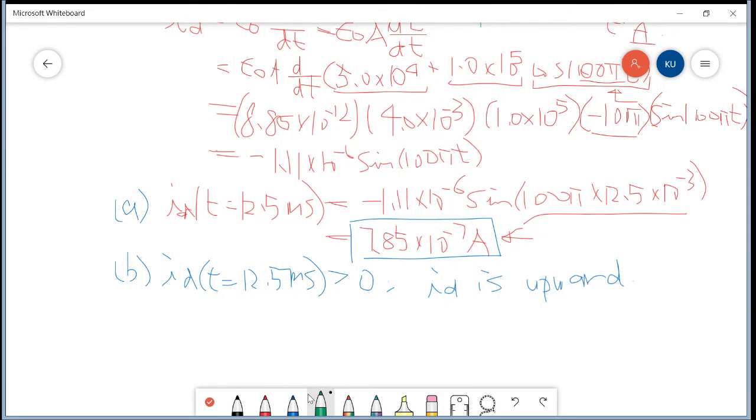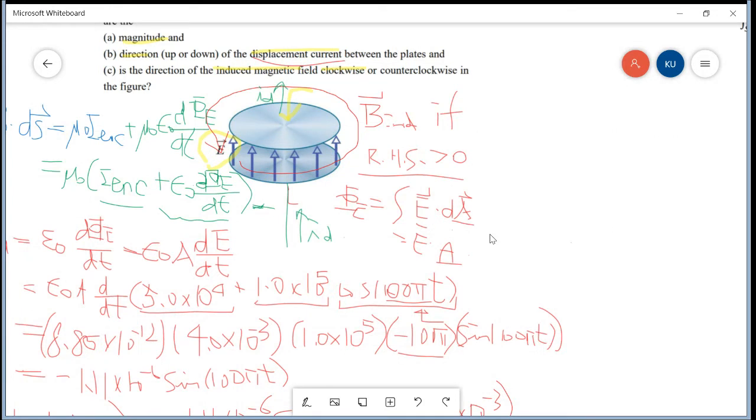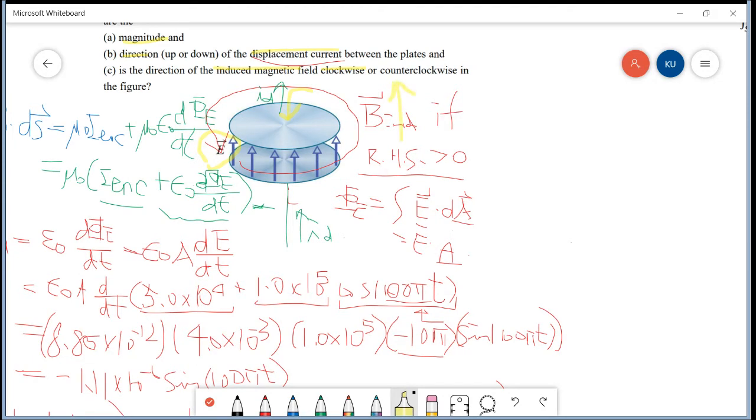So finally, for part C, what is the direction for the induced magnetic field? And the reason is the same. I_D at t equals 12.5 milliseconds is larger than 0, and using the right hand rule, this is positive, which means that the direction going upward is positive, as long as you have E positive when it points upward.